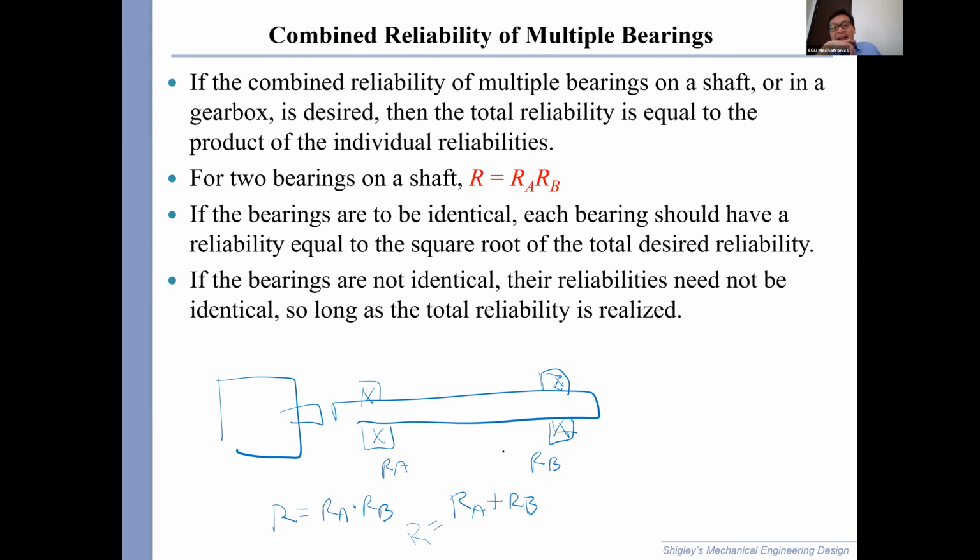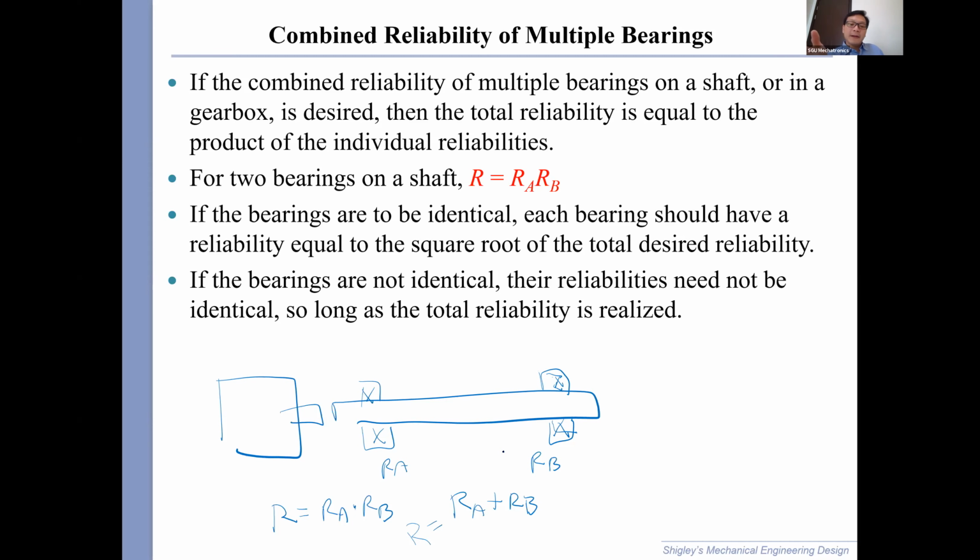Because bearing A and bearing B has to survive, right? And it's an and. If it's an and, you do a multiplication. If it's an or, you do an addition. Now you cannot do addition for reliability probability, but you have to do it for failure probability.